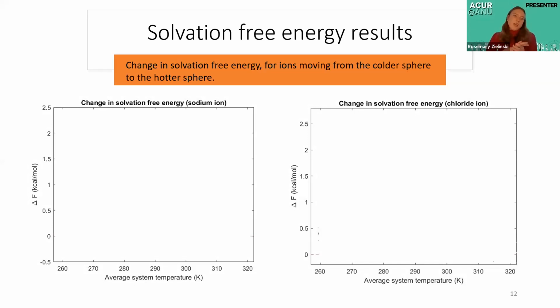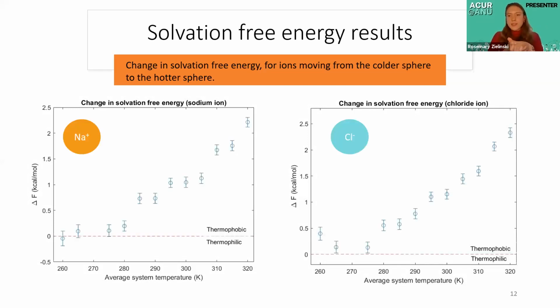Now on the y-axis, I have the change in solvation free energy as I move from the cold sphere to the hot sphere. And on the x-axis, I have the average system temperature. So this is not the temperature of one sphere, it's the average between both of them. Now, if we have a look at this data, the first thing we see is that yes, single ion thermophoresis does indeed occur for sodium and chloride.